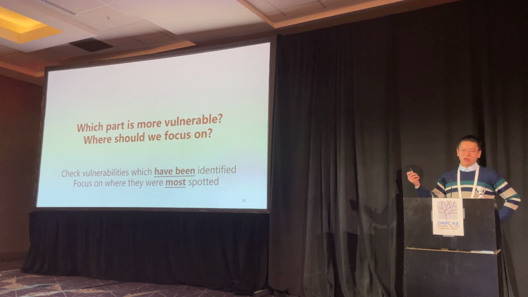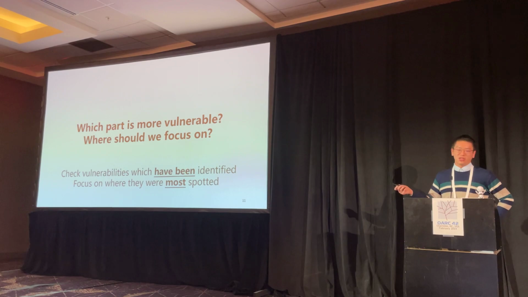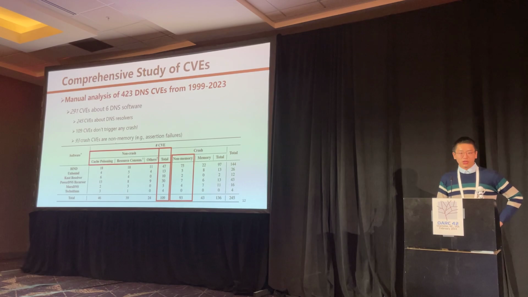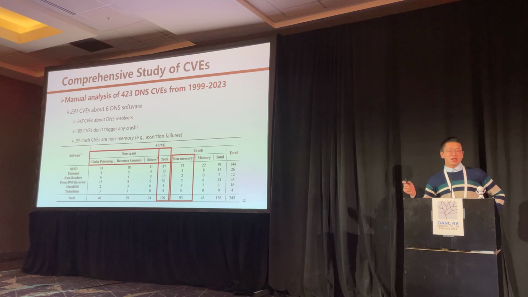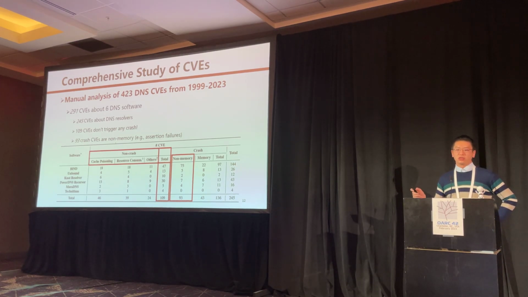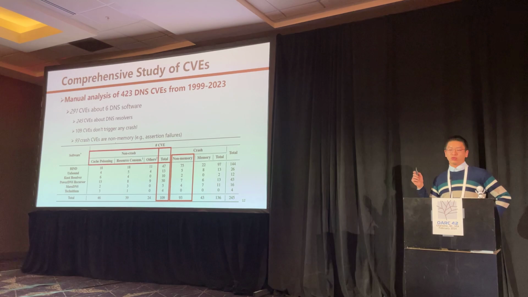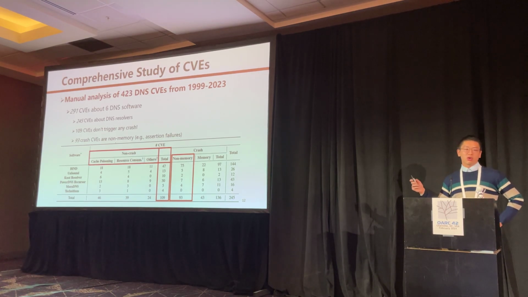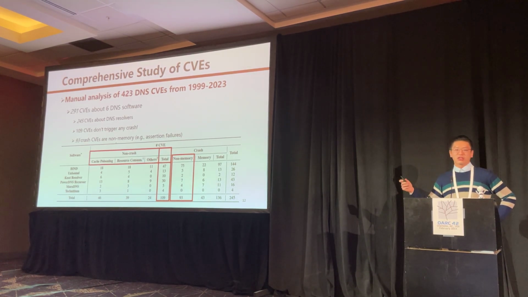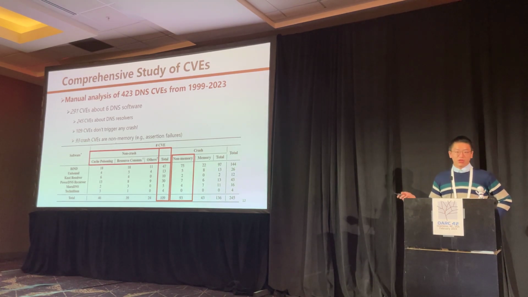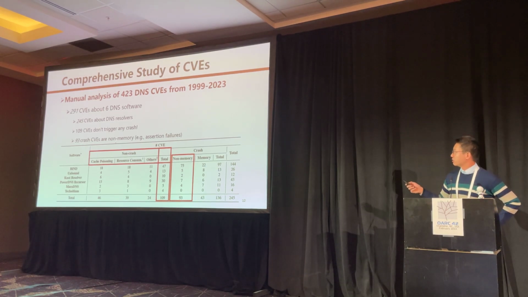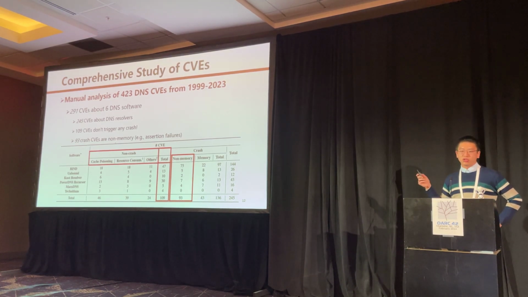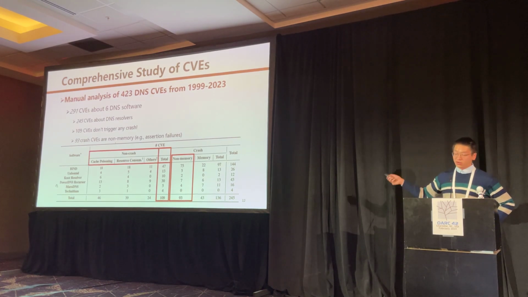So we check the vulnerabilities that have been identified via CVEs, and we focus on those frequently vulnerable spots. We did this kind of CVE analysis in a comprehensive study. We manually analyzed 423 CVEs from 1999 to 2023 last year. We found 291 CVEs in about 6 DNS softwares. And actually, a lot of them are non-crash based bugs, and we can categorize them into 3 categories. One is cache poisoning, another is resource consumption, and we have other bugs.